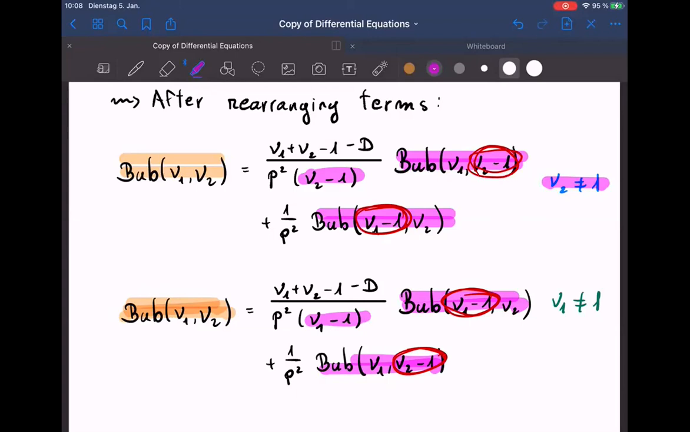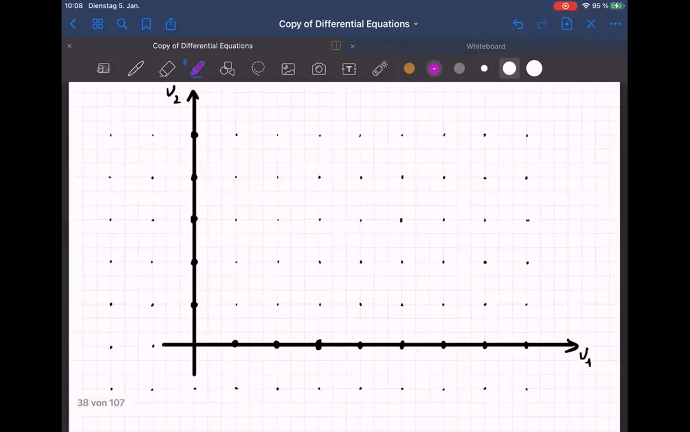So let's look at it. Here you see the lattice. This is the plane for u1 and u2, and the dots are the points of the lattice. Each dot indicates an integral for that value of u1 and u2.